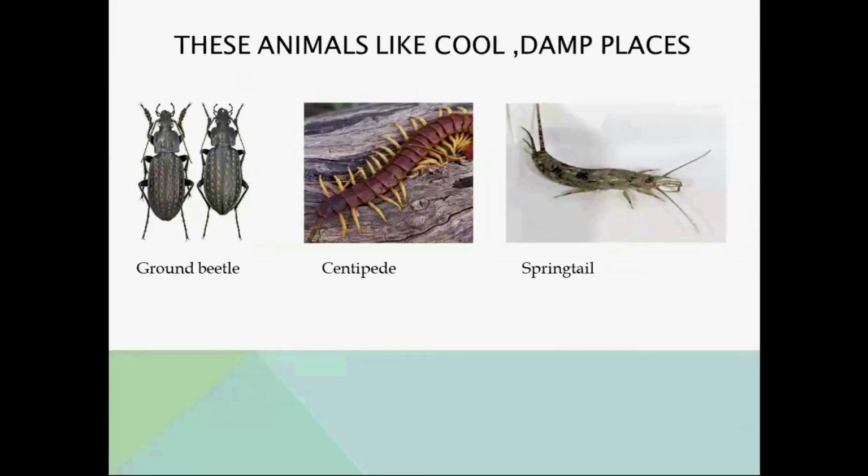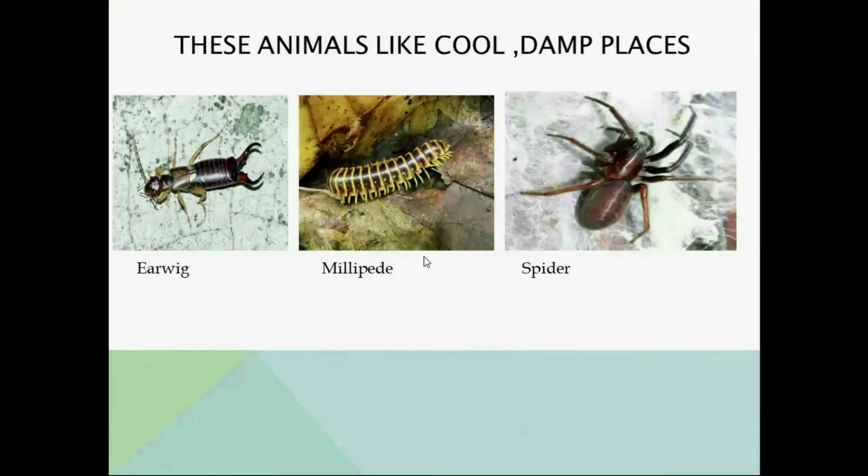There are some animals who like cool and damp places, like ground beetle, like centipede, like springtail. These animals like to live in places which are cool and damp. If we have a place which is cool and damp, these insects can easily crawl into that place and they may have some dangerous effect on us as well. There are also earwigs, millipede, and spider. These all animals like what?